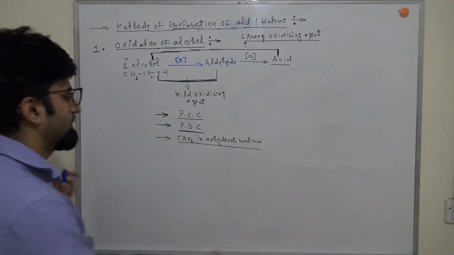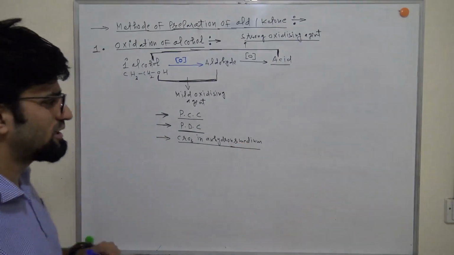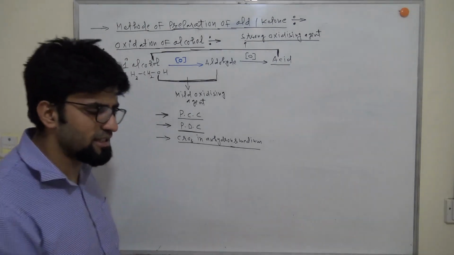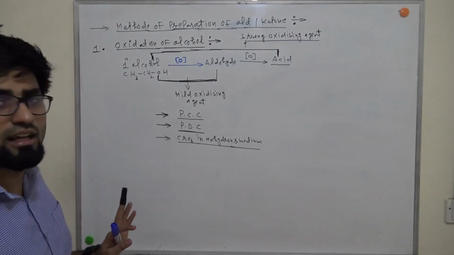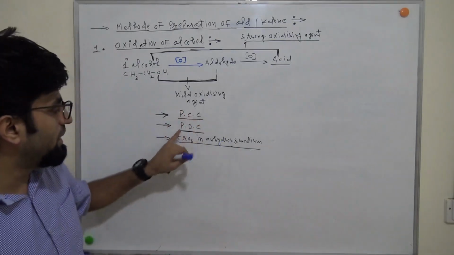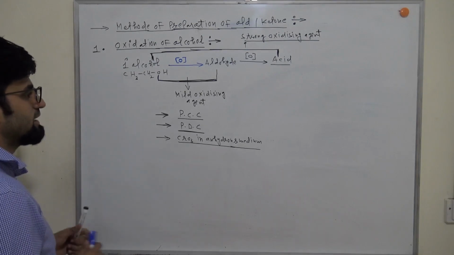So they all act as mild oxidizing agents. We have more reagents also. Sarett reagent is there, Collins reagent is there, but that is not given in NCERT. So whatever is given in NCERT, I'm only telling you those, right? So one is PCC, PDC and CrO3 in anhydrous medium, so they are mild oxidizing agents.